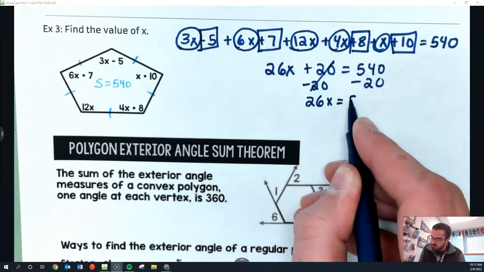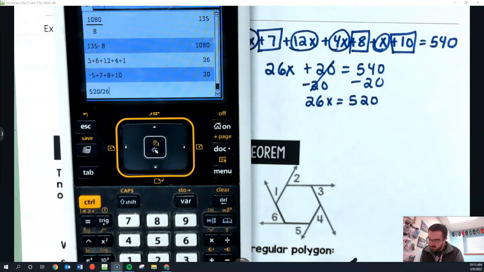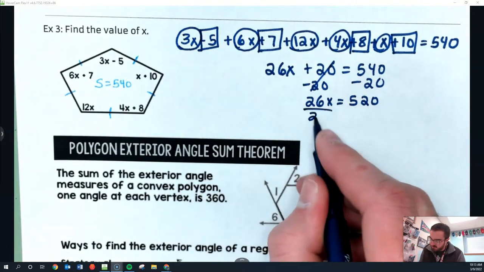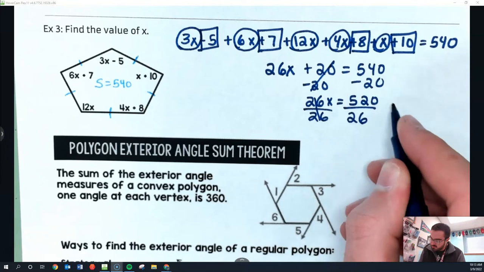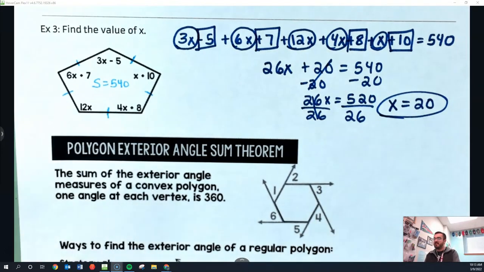26x equals 520. 520 divided by 26 is going to give us 20. So x equals 20 here. All right, find the value of x.